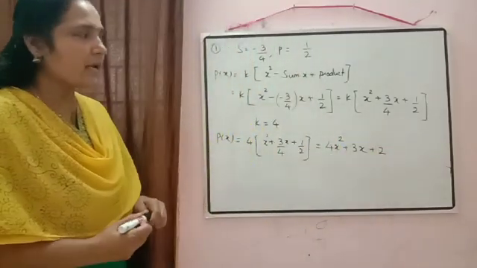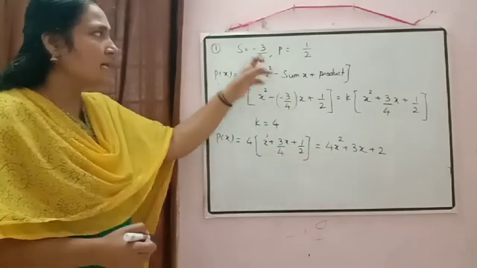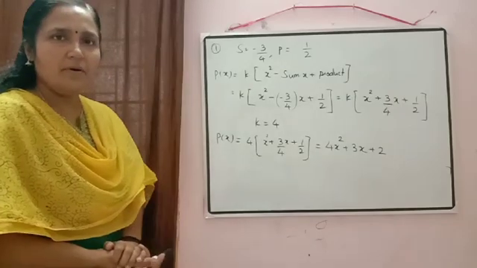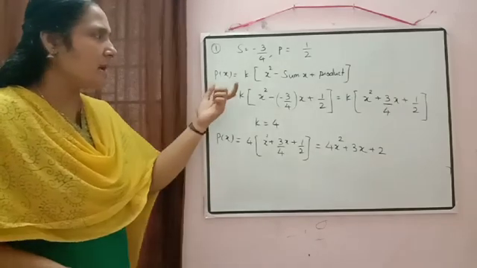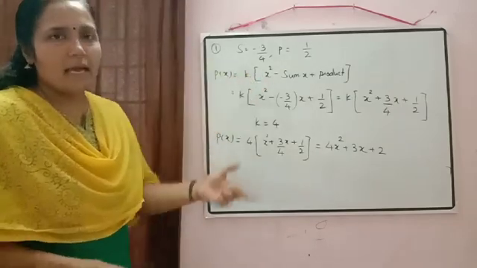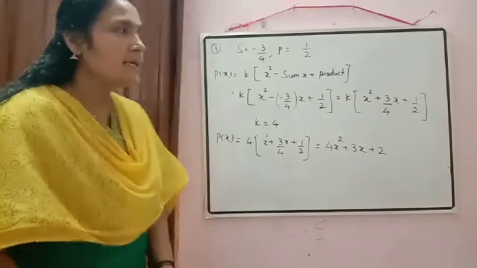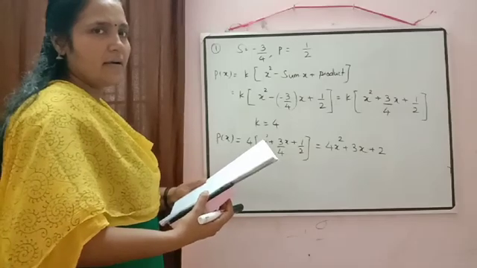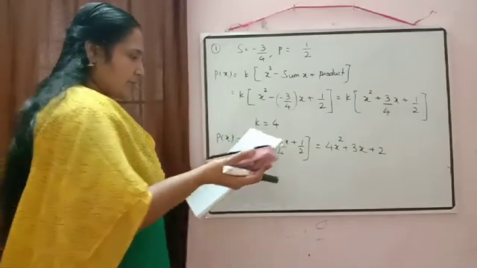So this is our required polynomial whose sum of the zeros is minus 3 by 4 and product is equal to 1 by 2. So you just have to remember this formula: k into x square minus sum into x plus product of the zeros. Clear? Okay.